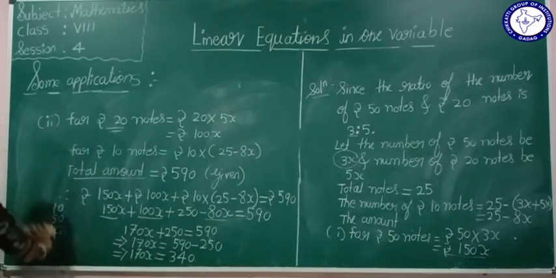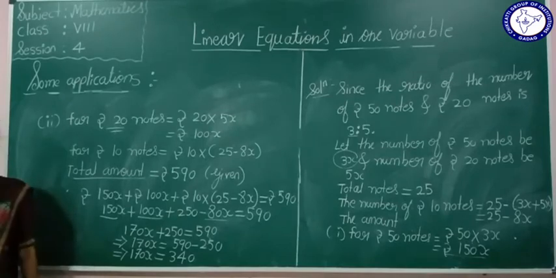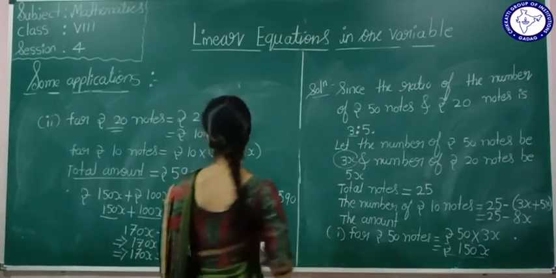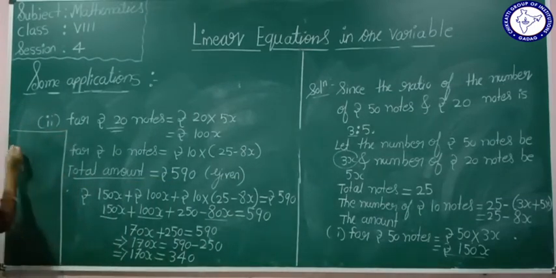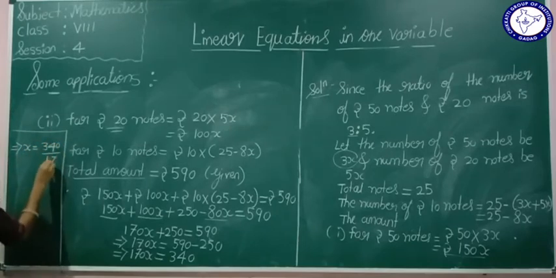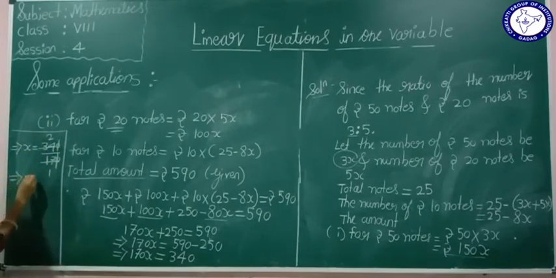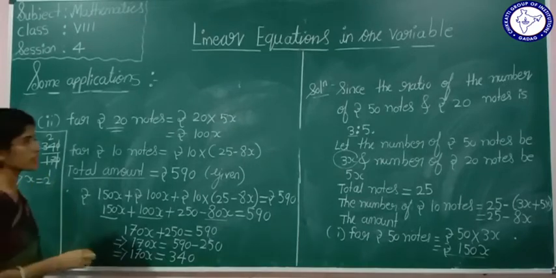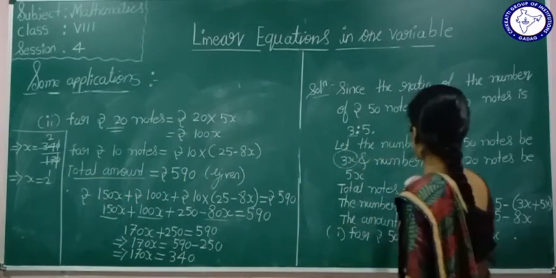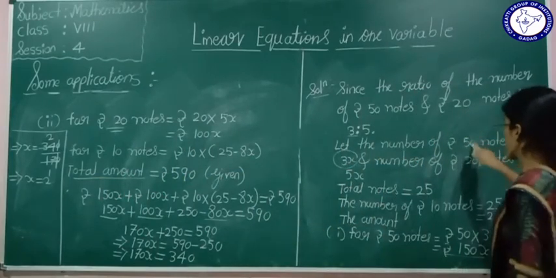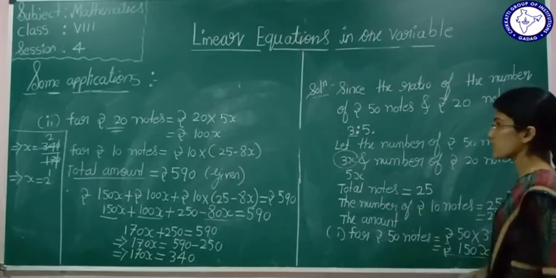Now, what is the value of x? So, what value of x are we getting here? This implies x is equal to 340 divided by 170. 0, 0 will get cancelled. 7 ones are 7, 7 twos are 14. So, this implies the x value we got is 2. So, in this question they told us to find out how many 20 rupee notes, 50 rupee notes and 10 rupee notes are there.